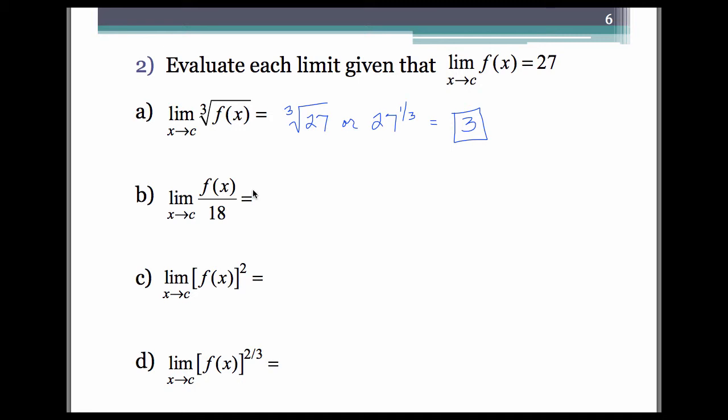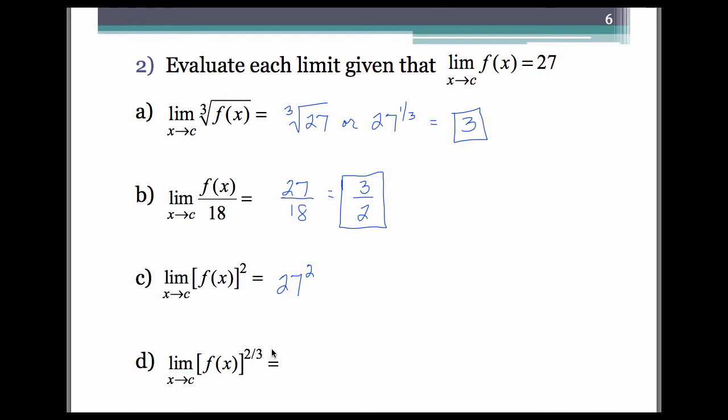If we wanted the limit of f of x over 18, all we would do is 27, which is the limit of f of x as x approaches c, divide that by 18 and simplify, we get 3/2. Believe it or not, these even do show up on the AP exam in the multiple choice. We hope to see lots of these. This is almost like letter A, similar to it. So if we wanted the limit of f of x squared as x approaches c, that simply would be 27 squared, whatever that is. I don't have my calculator, so we can just leave it. That's fine.